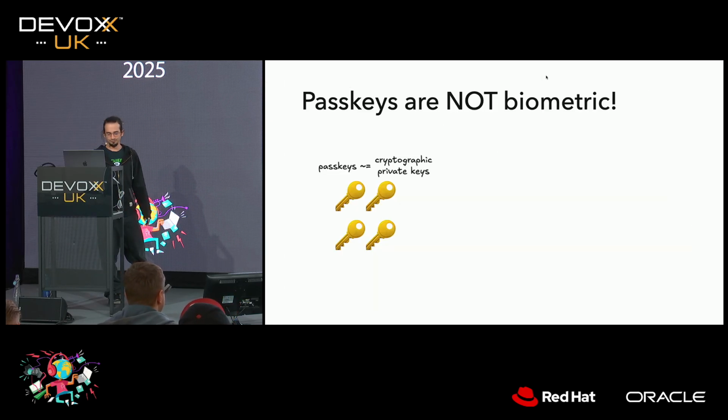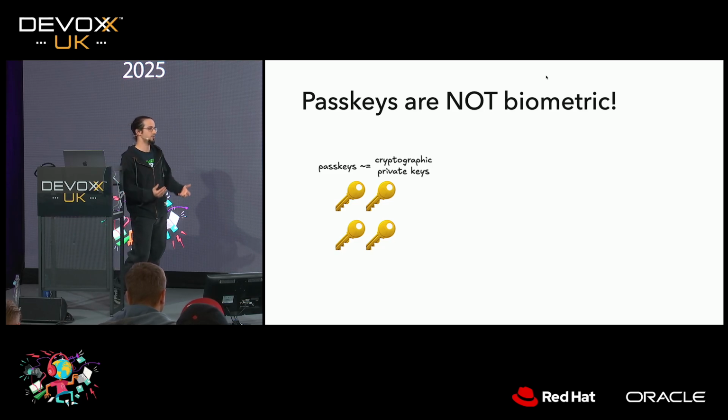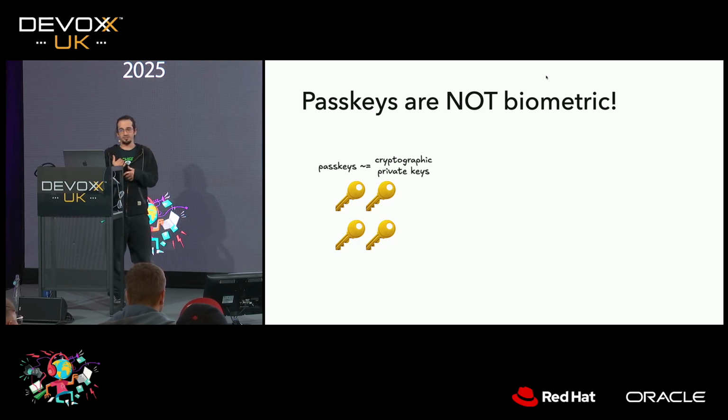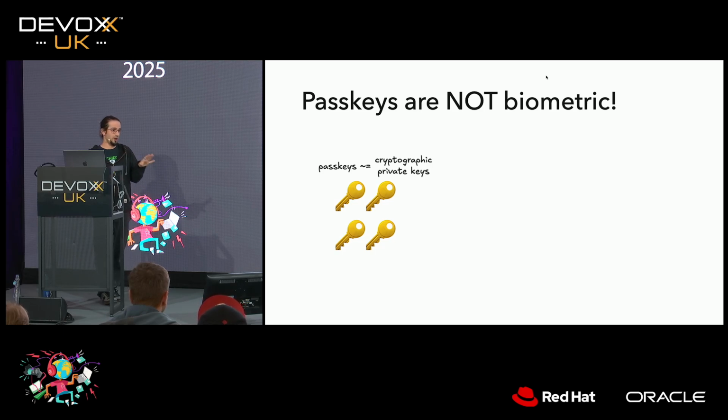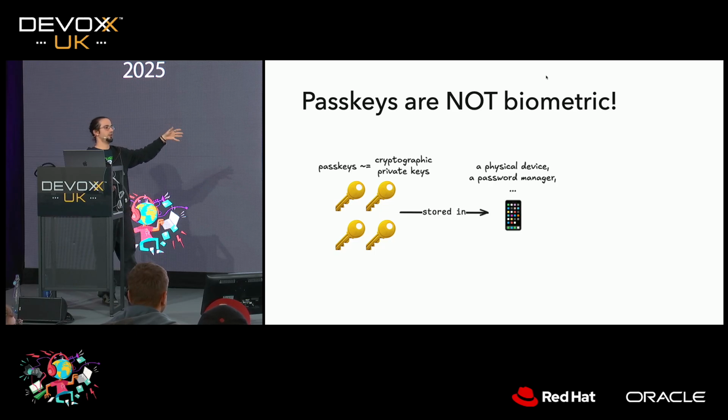Okay, so before we go into implementation, one thing that I want to reiterate because it's not super clear. Sometimes I get people at conferences that tell me, but I don't want to send my biometric data to GitHub or to Google, right? Passkeys are not biometric. They have nothing to do with biometrics. They're just a random private key generated and has some metadata associated to it. And that's it. They're stored in an authenticator. So a physical device, such as a phone or a password manager.